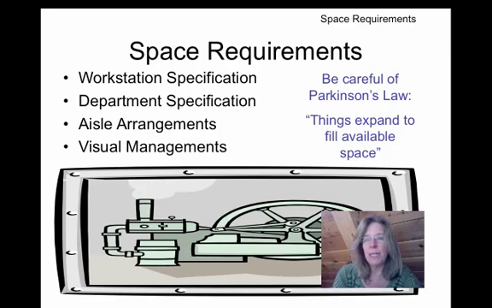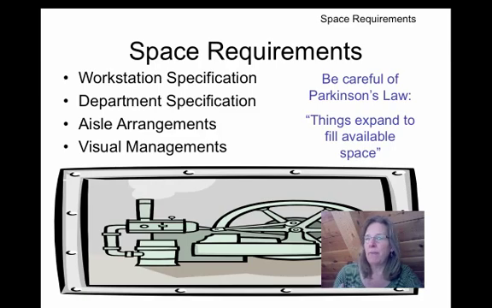And then from there, we're going to take whatever we've designed as the space for the workstation and figure out how many workstations are going to be needed in a particular department. And then the next level is looking at aisle arrangements and visual management. Also within this topic, we're going to talk about line balancing. It has to do with the different ways that you're specifying workstations.